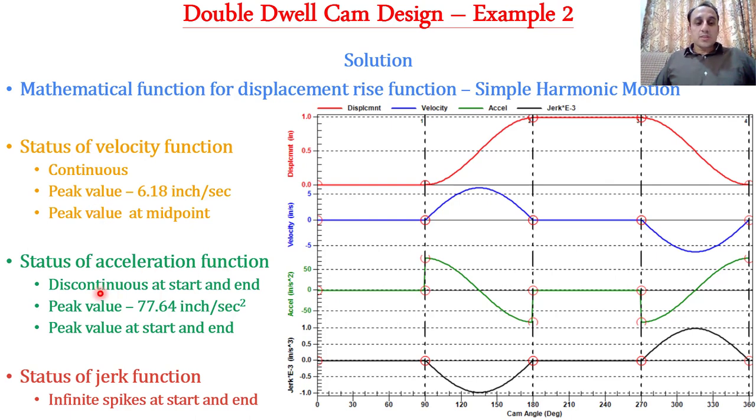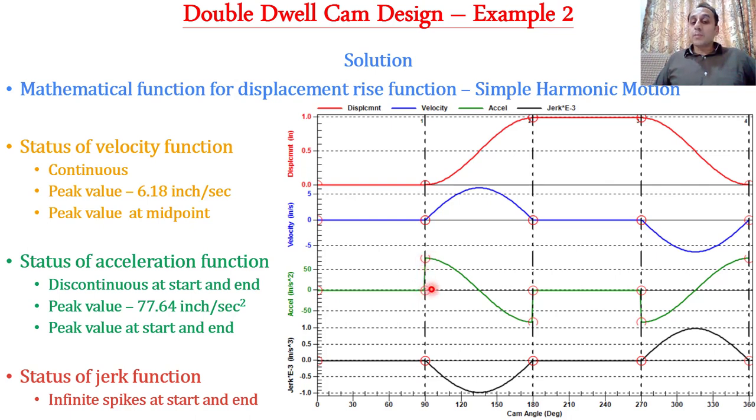The acceleration function is discontinuous at the start and end. These are the peak values, at the start and at the end. What about the jerk function? The infinite spikes are not mentioned in this diagram, but there will be infinite spikes. Why? Because there is an abrupt increase in the acceleration.